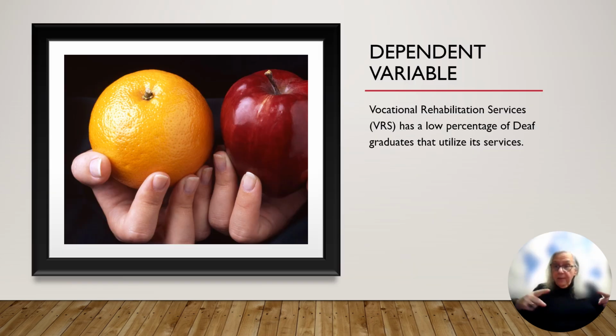Finding a dependent variable is more complex than just comparing apples with oranges. While there will be comparisons made, the dependent variable is not changed by the independent variables. It is the effect, not the cause. In seeking to find the answer to my research question, my dependent variable, or DV, is vocational rehabilitation services has a low percentage of deaf graduates that utilize its services.